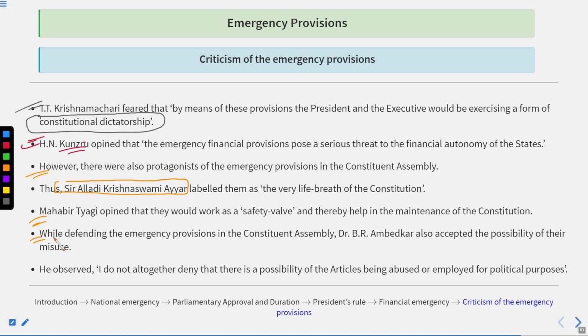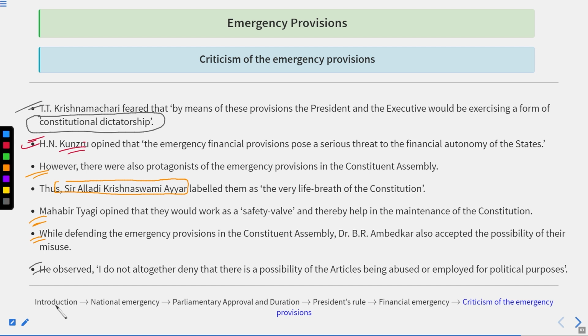While defending the emergency provisions in the Constituent Assembly, Dr. B.R. Ambedkar also accepted the possibility of their misuse. He observed, I do not altogether deny that there is a possibility of the articles being abused or employed for political purposes, because they are coming with very much power.